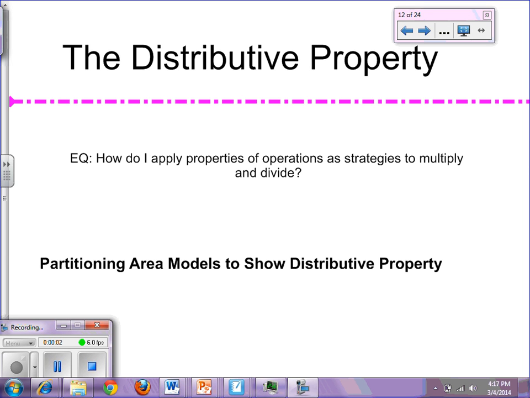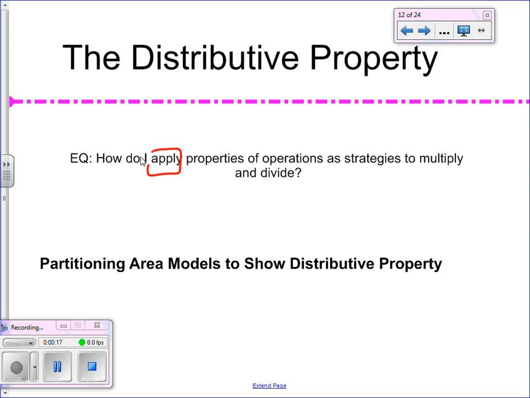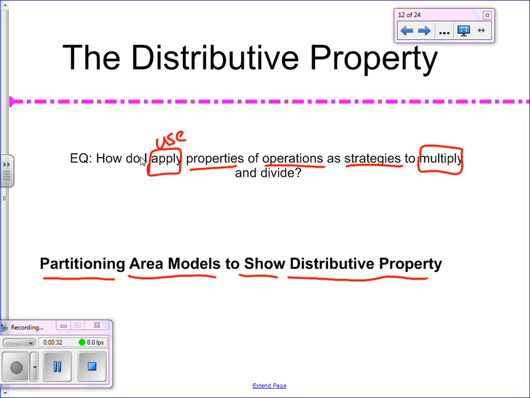Okay, so tonight's video concludes our videos about the distributive property. This will be our final strategy that we can learn as a way to show and use the distributive property to multiply. So again, we are still applying or using properties of our multiplication operation as a strategy to help us multiply. And tonight we're going to be working on partitioning our own area models to show the distributive property.